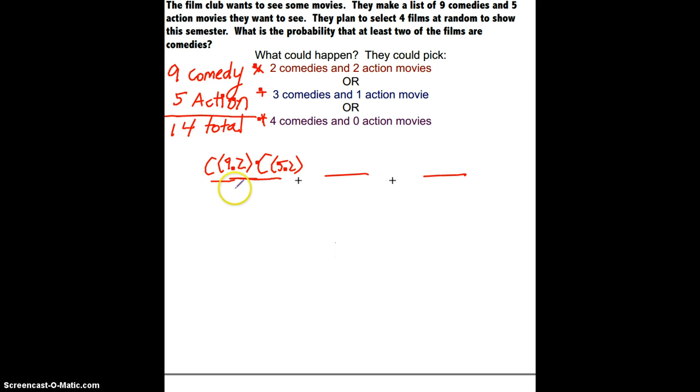And then over the entire sample space, which is going to be 14, and we are choosing 4. So this represents all the possible ways that we can choose 4 movies from the entire 14. And this is actually going to be the sample space for all of these scenarios because we're always choosing 4 from 14.